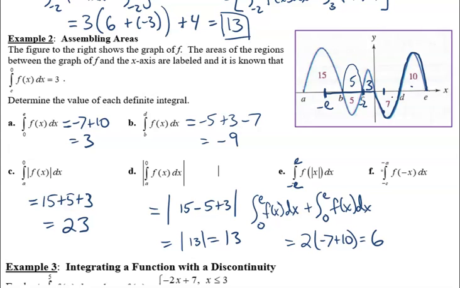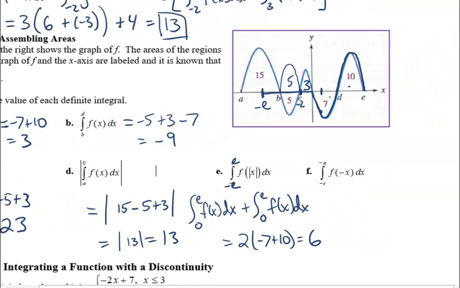Okay, and then for this last one, let me slide over a little bit here. We're going from negative c to negative a. It's from negative c to negative a of f of negative x. Putting a negative on the inside of the function flips it horizontally, flips it across the y-axis.